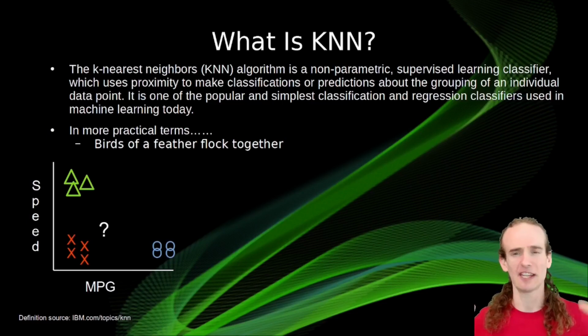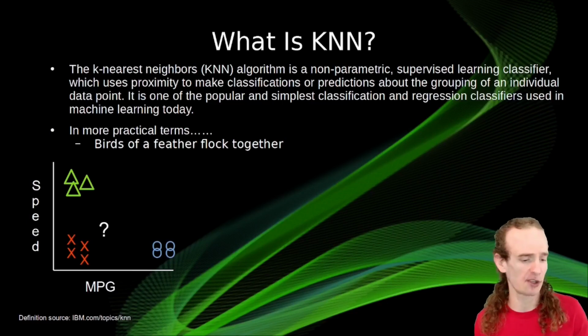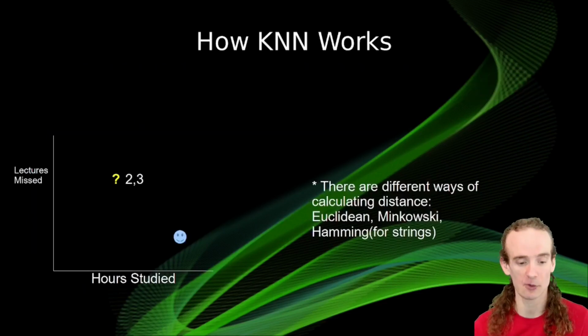And then I ask you, if you had to pick this white question mark, which type of vehicle do you think it is? And you would say, well, it has pretty low MPG, pretty low speed. It's probably some kind of a utility vehicle. So that is all we're doing with KNN. We're trying to classify, usually, an unknown data point based on what other data points are most similar to it.